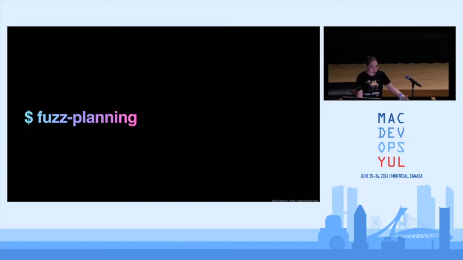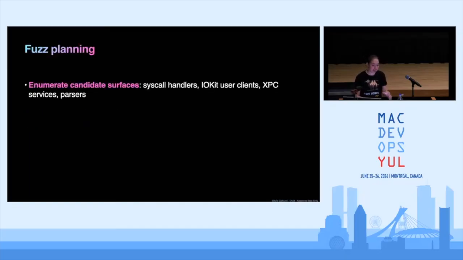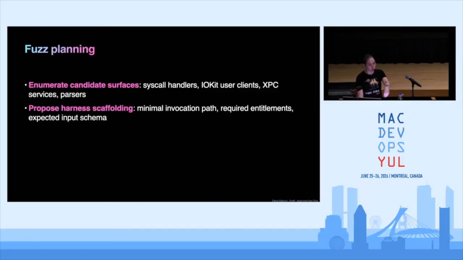Now, getting back to the agent pipeline, what the AI Fuzz Planner agent produces is not an exploit, unless you made it do that somehow, if you have access to offensive models and all of that. In this case, it's a plan. First, it enumerates candidate surfaces like syscall handlers, IOKit user clients, XPC services, and parsers, so you can focus on the entry points where attacker-controlled inputs actually cross trust boundaries. Then it proposes a minimal test driver or harness scaffold, including the invocation path, entitlement requirements, and expected input shape, so the target is reachable and reproducible at scale.